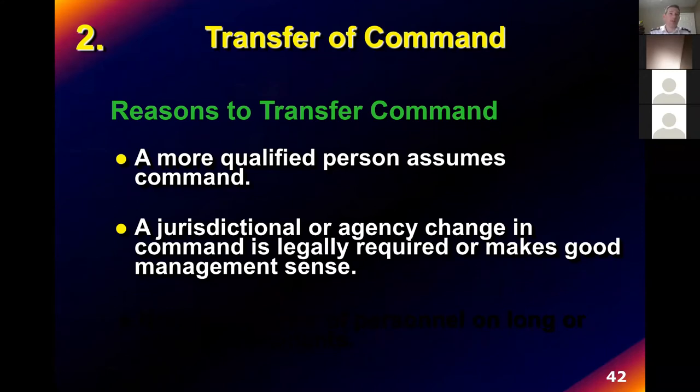A jurisdiction or agency in charge and command is legally required or makes good management sense. So maybe we show up, we find out, oh geez, this is a hostage taking situation. Maybe we want to transfer command to the RCMP because it's a jurisdictional issue that we are not comfortable with, right? Becomes a major medical emergency, same idea. We may want to transfer that to BC Ambulance, BC Health, Emergency Health Services, right?